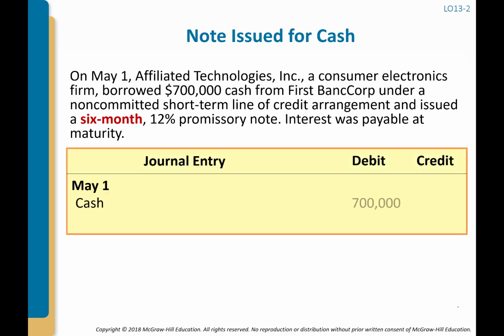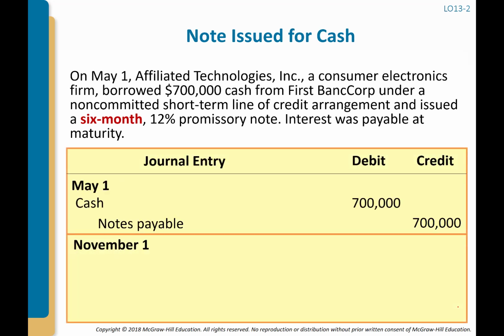Now we come over and take a look at a couple of examples here. Note issued for cash. Okay? So if the note is issued for cash, we do what? We debit cash, we go to the notes payable. This was a short-term line of credit arrangement, and it was 6 months, right? So this 12% note. So what are we going to do?